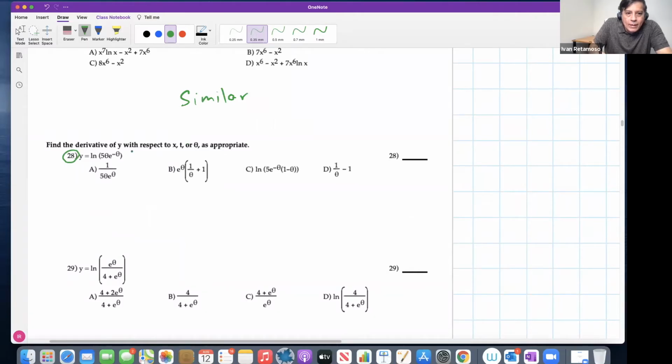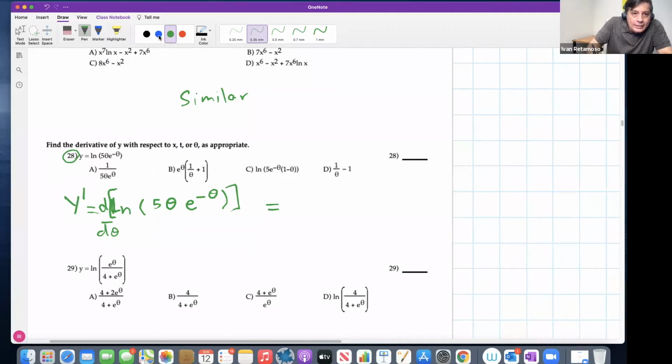Find the derivative of y with respect to x, t, or theta as appropriate. All right, basically they're asking you to figure out a derivative, right? In this case, the function is defined in terms of theta. So therefore, we have to take our derivative with respect to theta, right? This derivative should be the derivative of this guy with respect to theta. Yeah. All right, but what is that derivative, Professor?